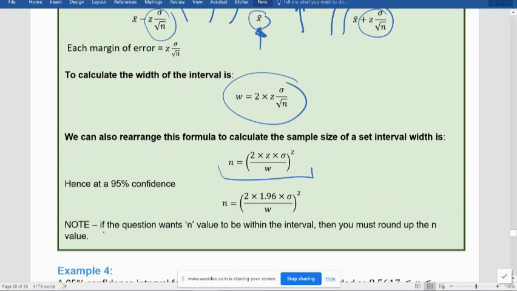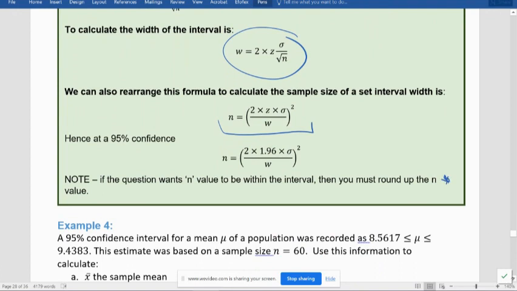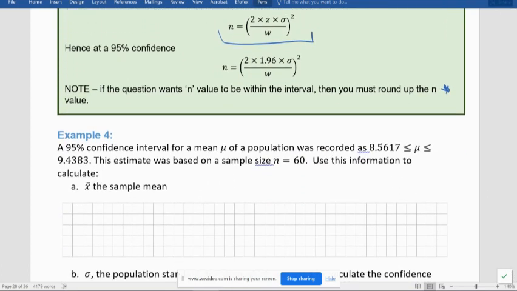And you'll notice here it just says note: if the question wants the n value to be within an interval, you must round it up. And we'll talk about that when we do a question. All right, so let's have a go at some questions with regards to all this.